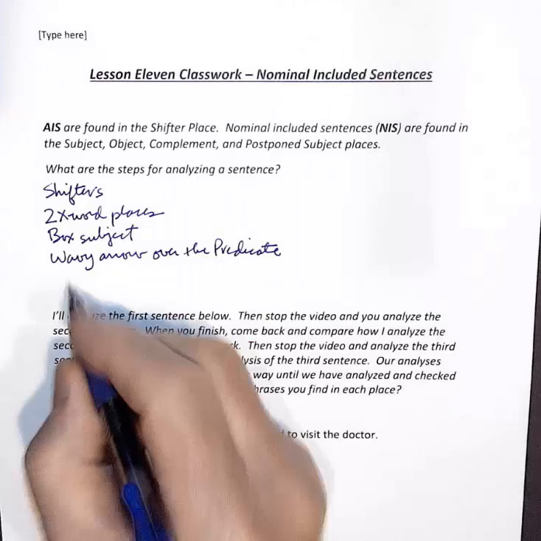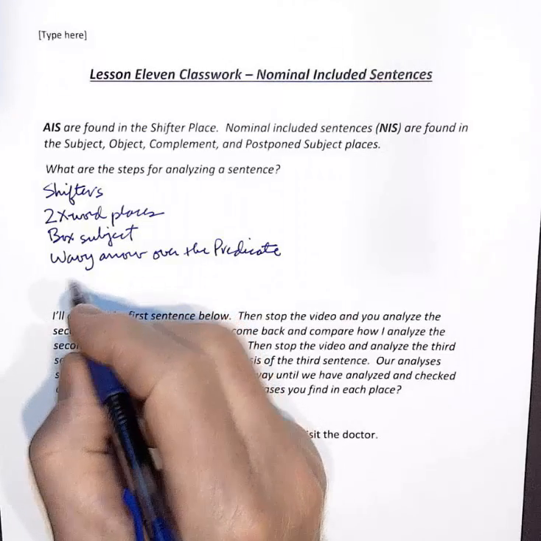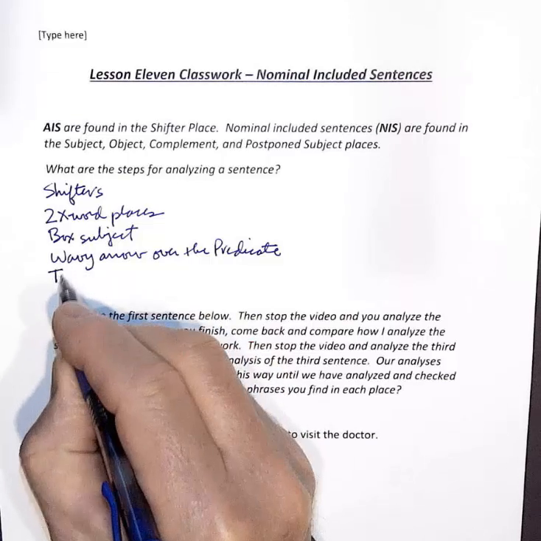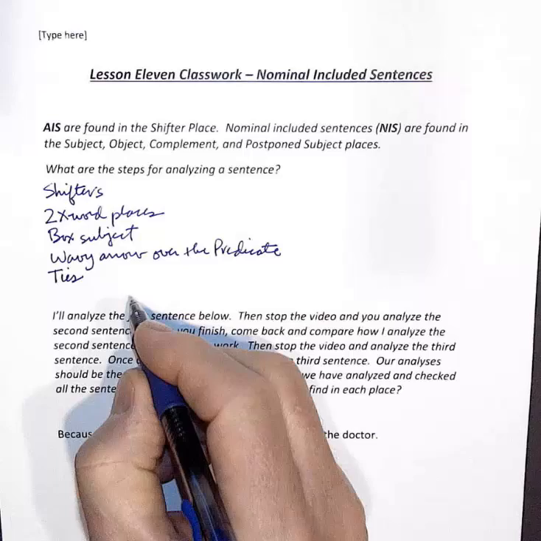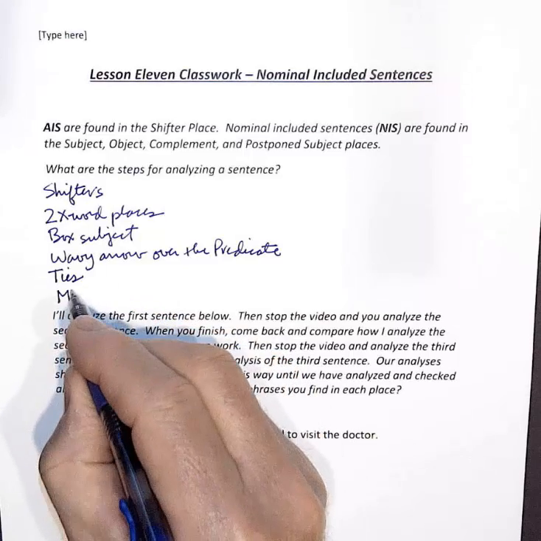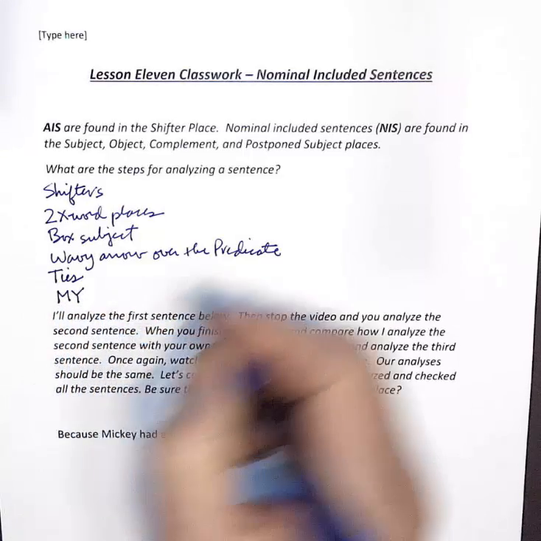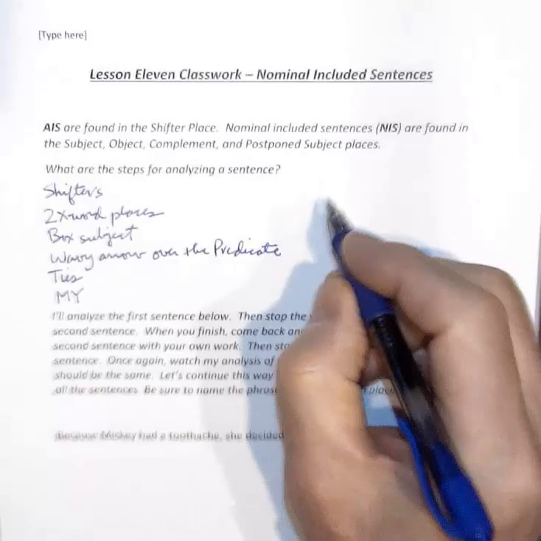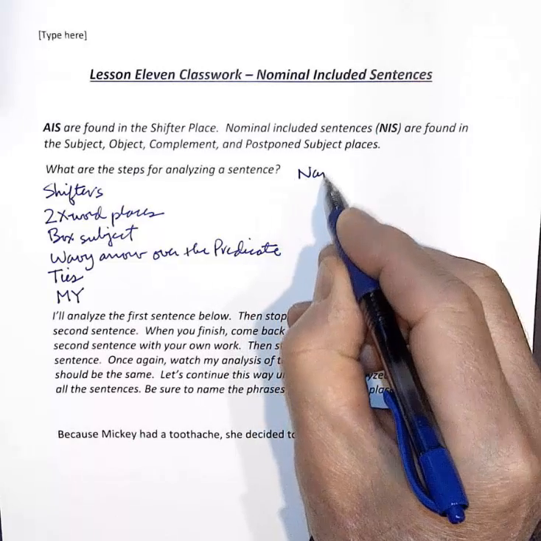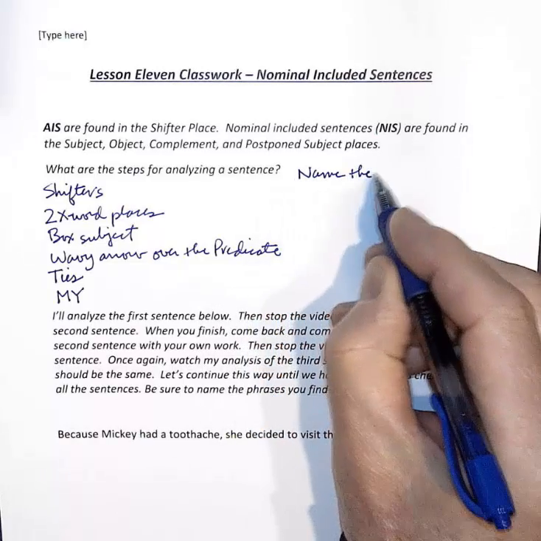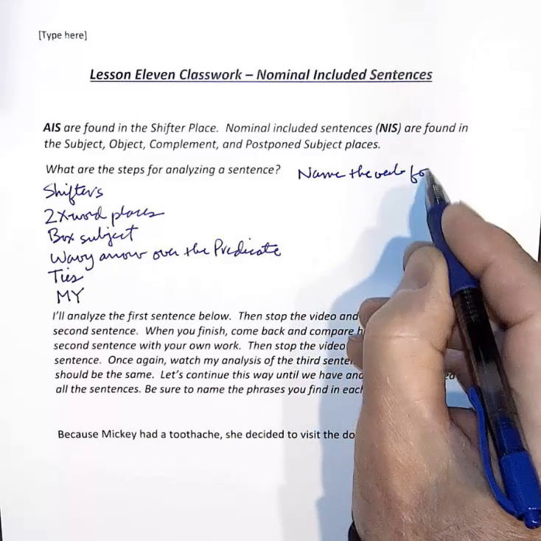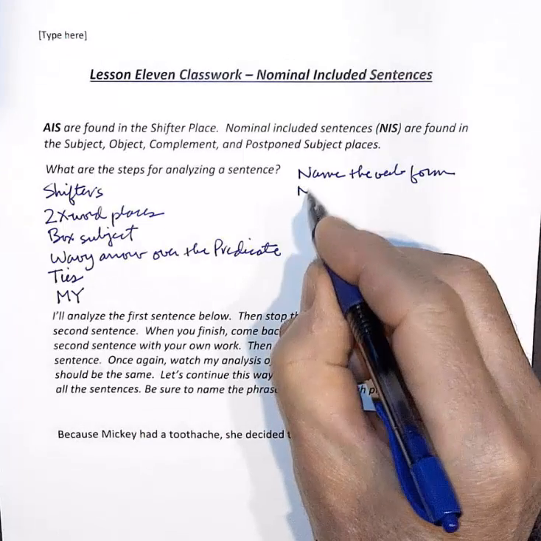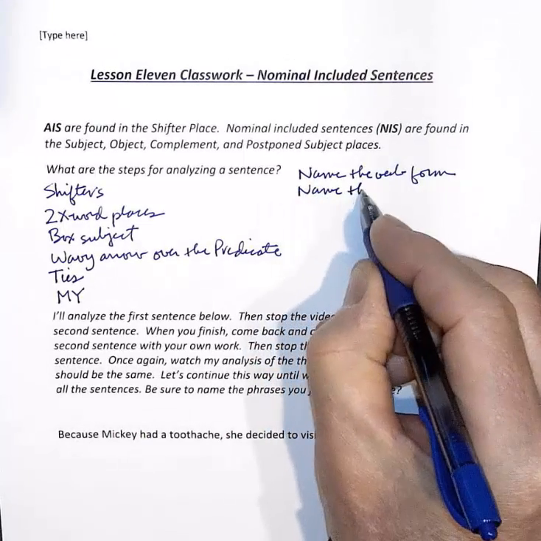Okay. Next, I keep always doing it. I tell you one thing and I do the other, but I think it's always good to take a look at the ties and then mark the M in the Y places. If you have a verb that has a tie in Y, then you should name the verb form. And then we're ready to name the phrase in Y.